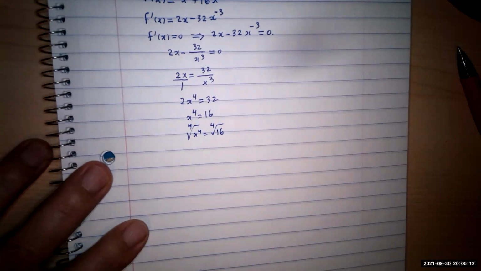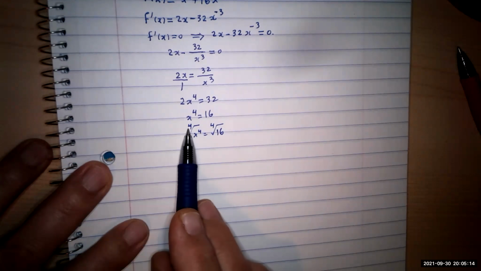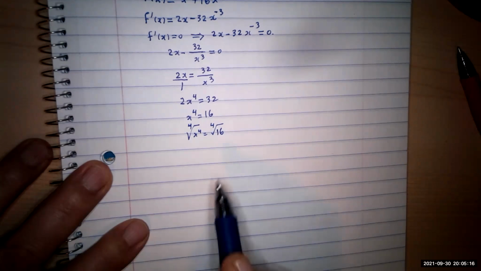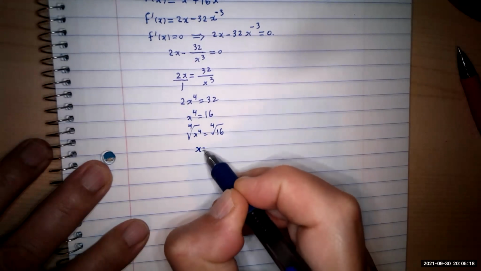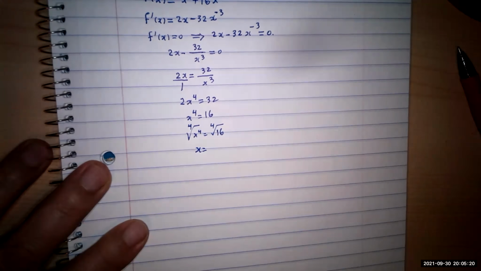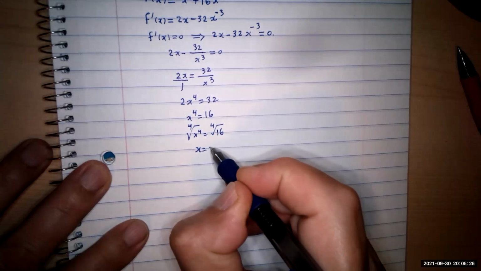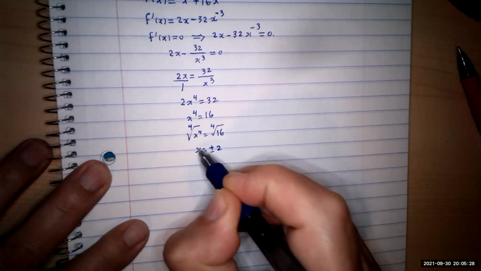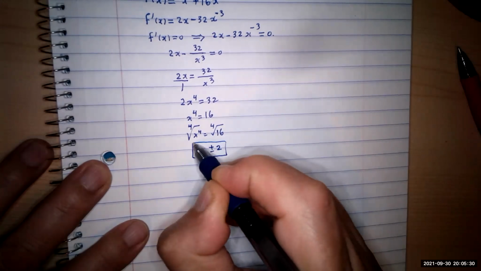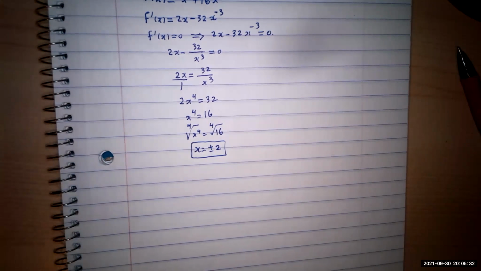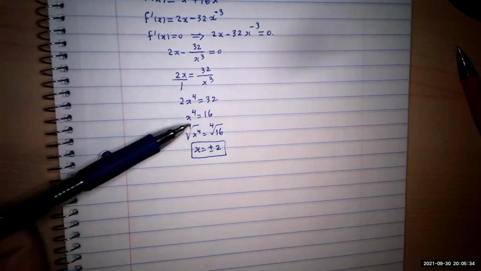Now you have to be careful over here because it's an even power. So your x would be equal to, you know that 16 is 2 to the 4th. 2 times 2 times 2 times 2 would be 16. So your x would be positive or negative 2. So you are going to have two solutions over here, because the power is 4.